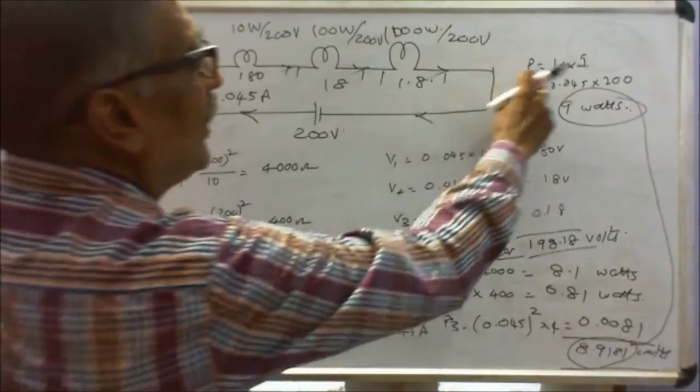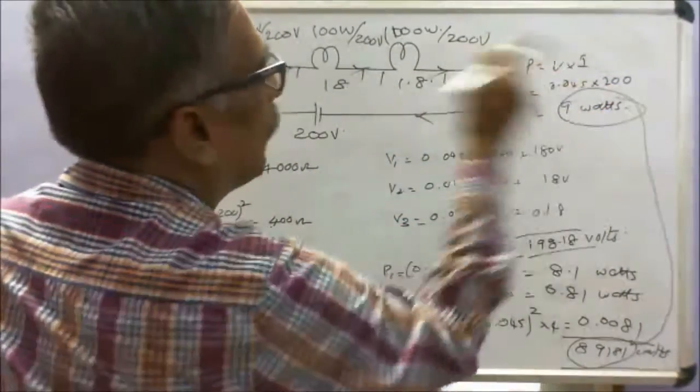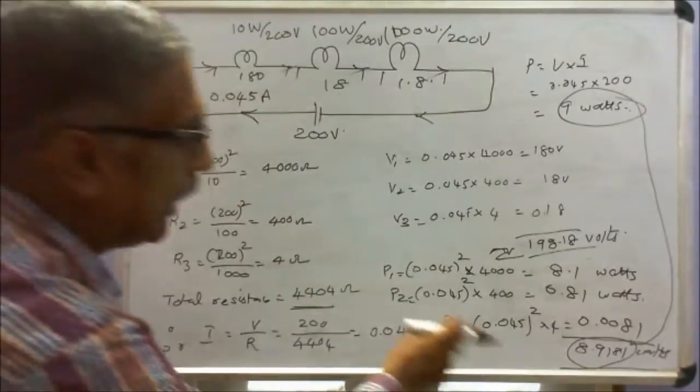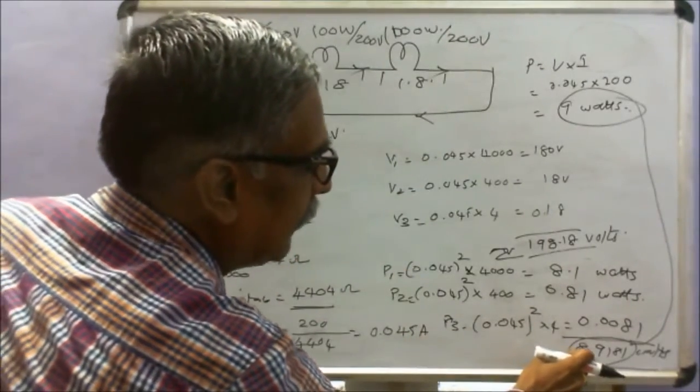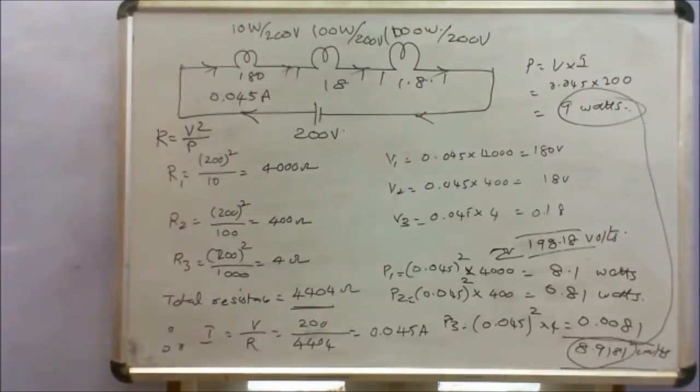Power P is equal to V into I. Therefore, 200 into 0.045, 9 watts we will get. We can compare: total power dissipation is 8.918, almost 9. The problem is correct. This is the fourth problem.